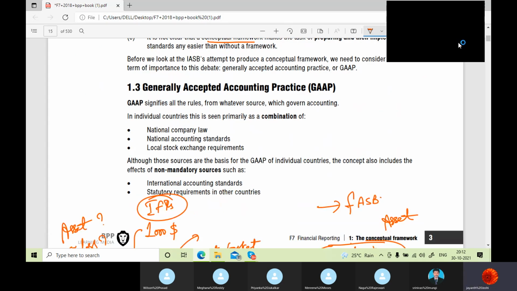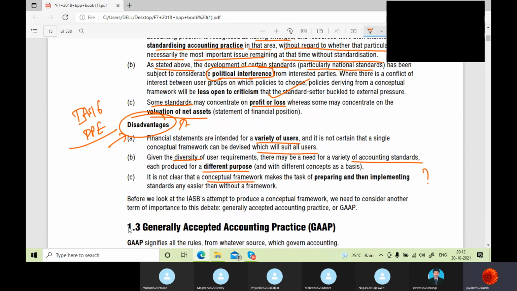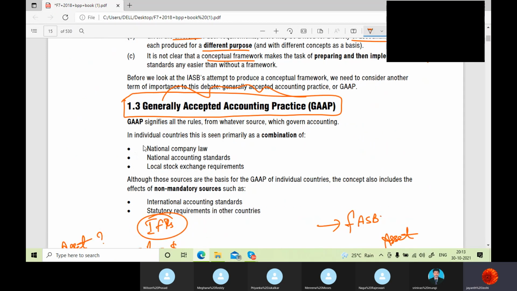Now, can anyone tell me what is GAAP? Generally, no, don't tell me generally accepted accounting practices, please. See, only the theoretical. GAAP is a combination of three things. It is a combination of the national company law, that means the company law of a nation, the accounting standards, and the stock exchange requirements. So GAAP is a combination of these three in any of the individual countries.